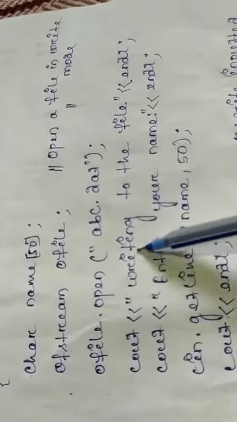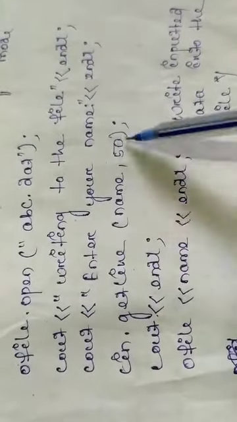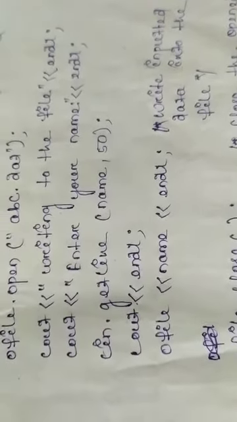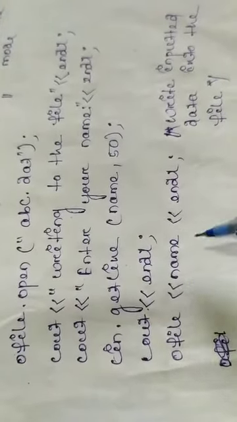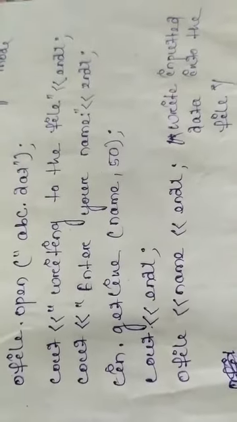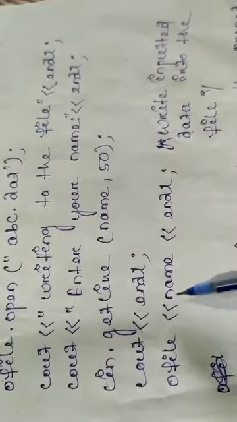So cout writing to a file is normal program execution. It will be displayed on the screen: writing to the file, and enter your name. Then here I am using getline, that means the name will be up to 50 characters, including the space. So we have to enter your name by using getline. As we know, cin does not take the space as a character, but getline takes the space as a character. That's why I am using getline.